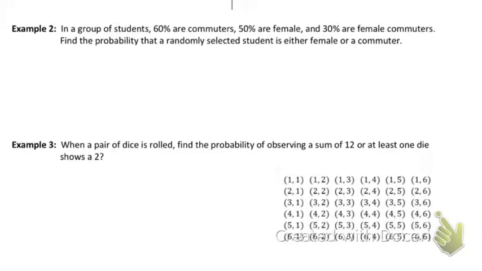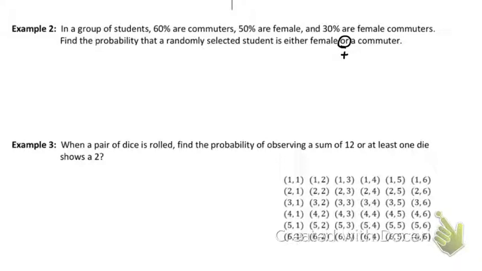Problem number 2. In a group of students, 60% are commuters, 50% are female, and 30% are female commuters. Find the probability that a randomly selected student is either female or commuter. Or means add, which means we have to decide, is it exclusive or inclusive?